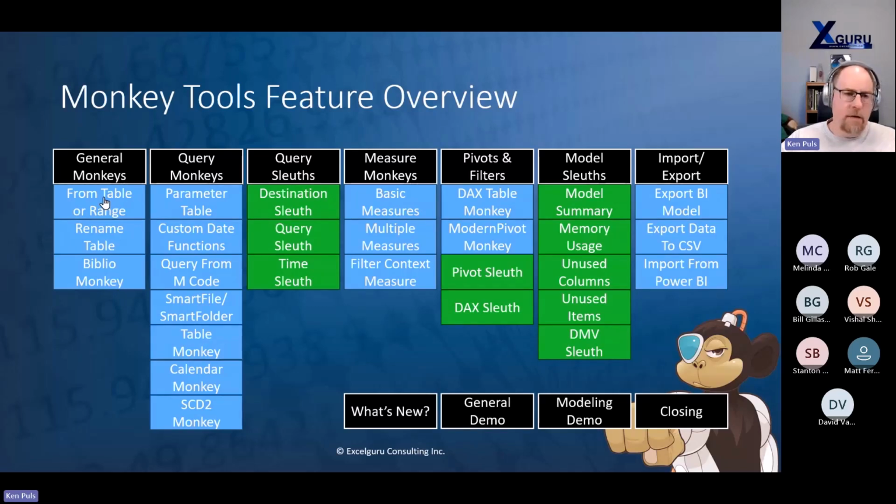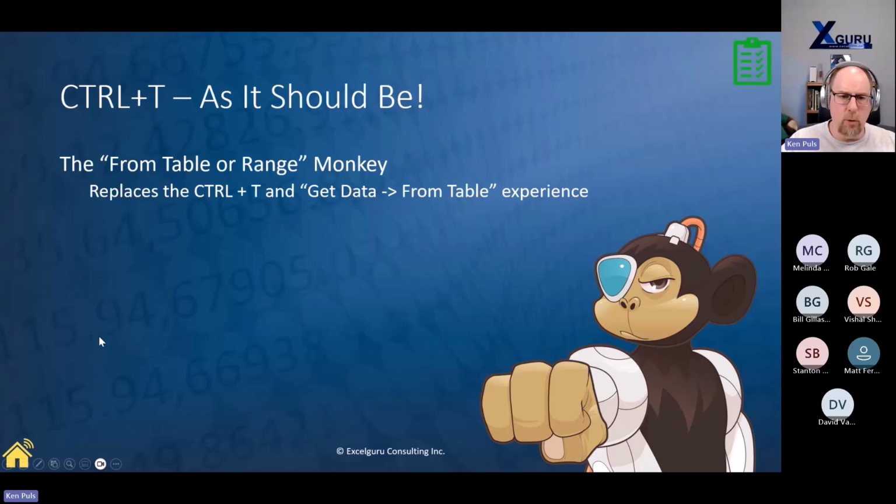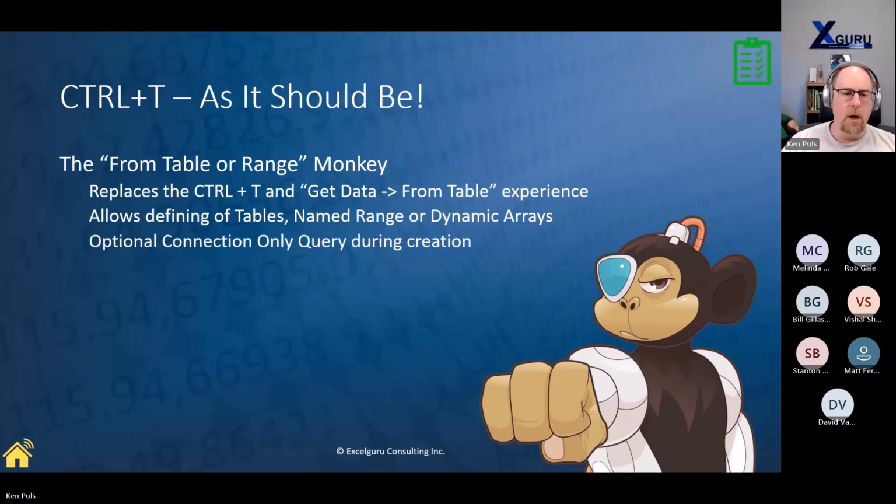Okay, so this is a specific monkey that I put in place because it drives me absolutely crazy that, the way Excel did things by default, when you create a table in Excel, you don't get to define your name up front. So what the From Table Arrange monkey does is it actually replaces the Control T and Control L, get data from table experience. The reason we do this is it allows you to define the name of your tables, your named ranges, or your dynamic arrays up front. You can also optionally create a connection-only query during the creation.